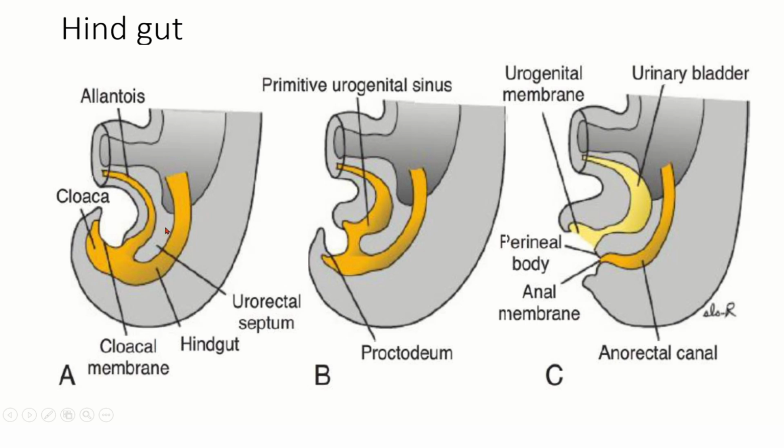So the post-allantoic part of the hindgut is called cloaca, divided by the urorectal septum into an anterior primitive urogenital sinus and a posterior primitive rectum or primitive anorectal canal. The urorectal septum grows down and also divides the cloacal membrane into anterior urogenital membrane and posterior anal membrane. The point where the urorectal septum touches the cloacal membrane forms the perineal body. The posterior primitive rectum forms the rectum and anal canal up to the pectinate line.